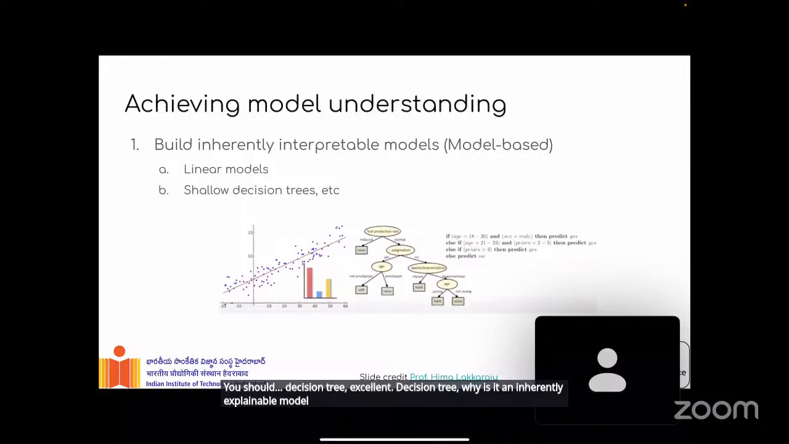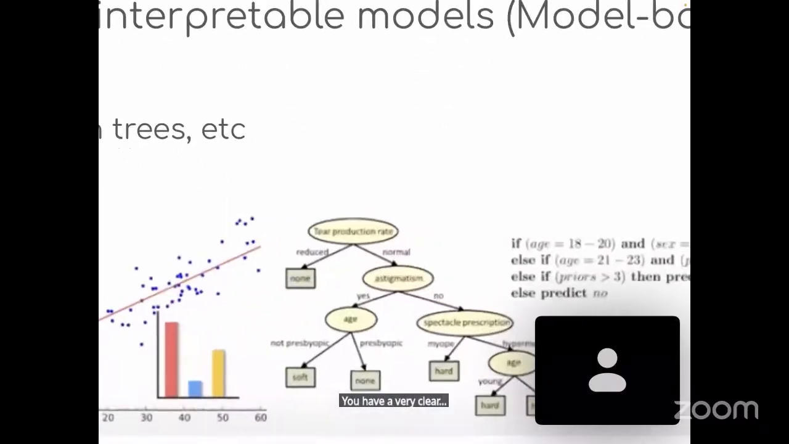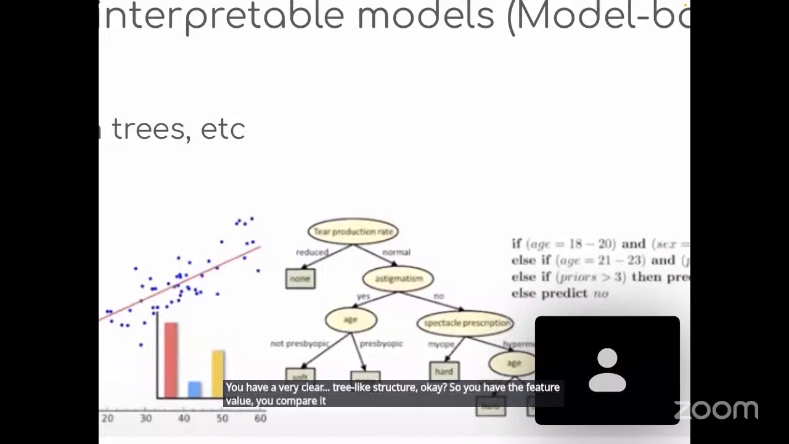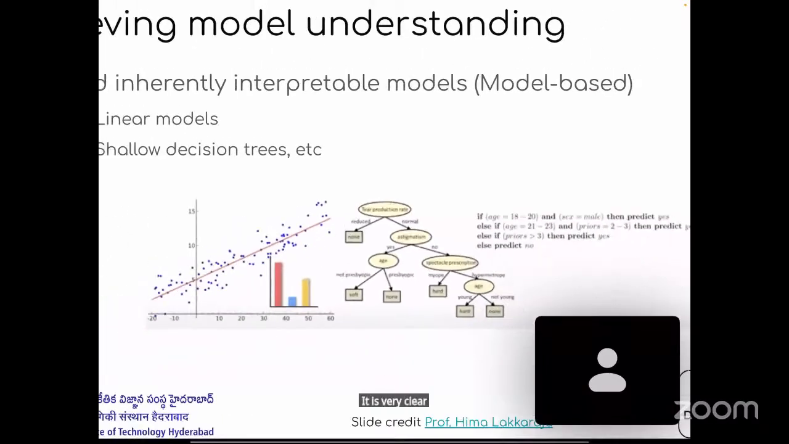This is how a decision tree looks like. Look at the middle part of the figure. You have a very clear tree-like structure. You have the feature value, you compare it, and based on the value, you take the left branch or right branch. It is very clear. Look at the extreme right.